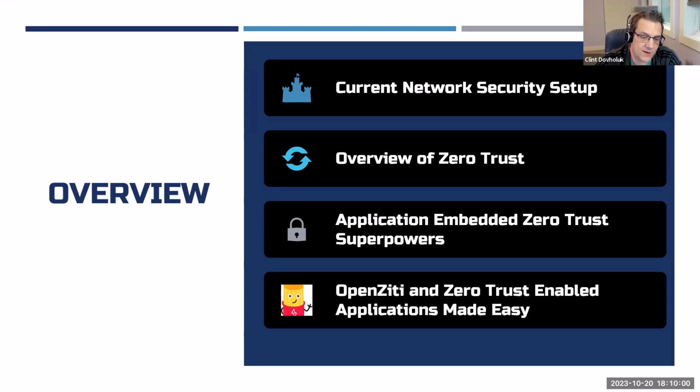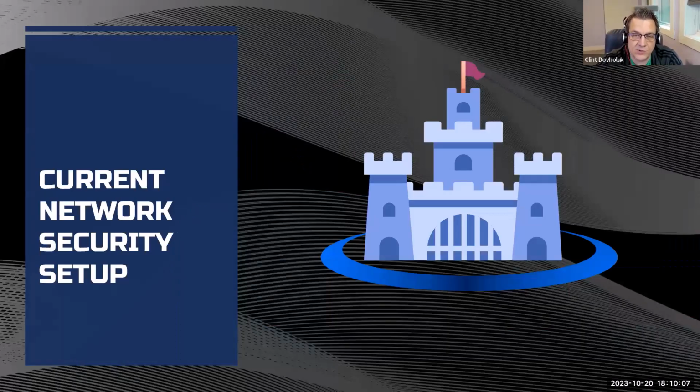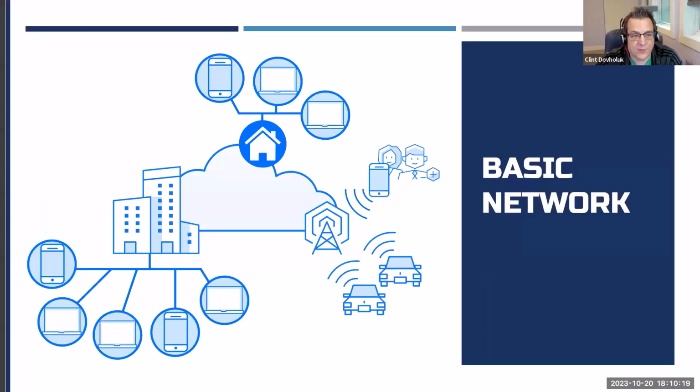So let's first start by talking about what the current network security setup usually looks like, right? And here's what it will usually look like. It'll be a castle and a moat motif. This is what you hear a lot of, the castle and the moat kind of idea. That's what most people think of when they think of current network security. So here we have just a regular basic network, right? And what is a regular basic network?